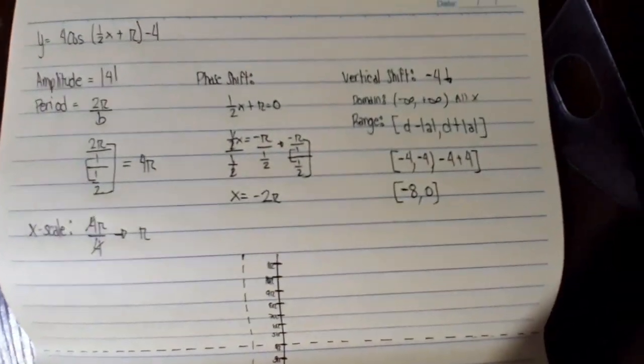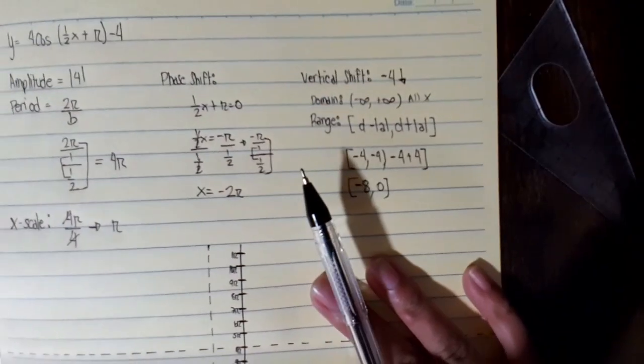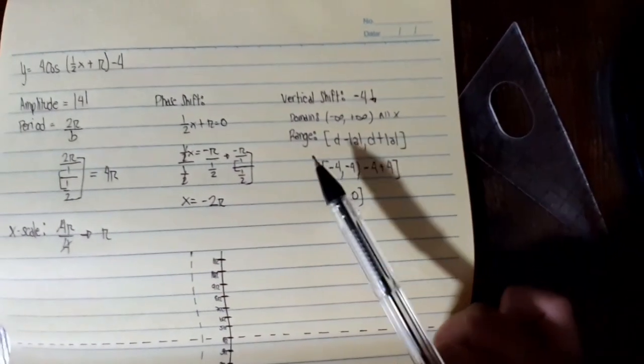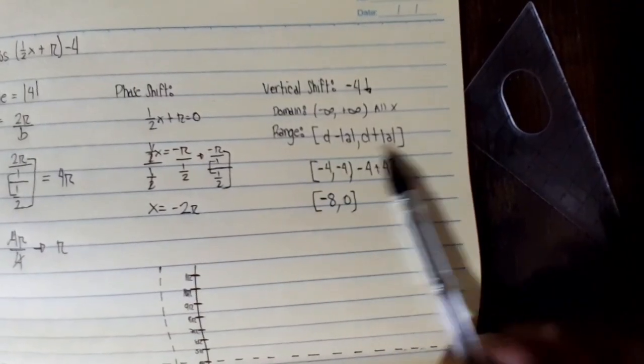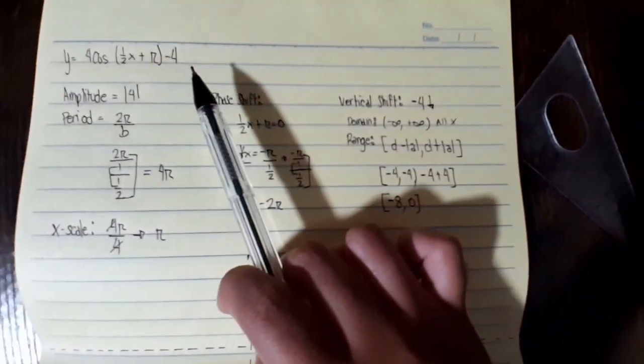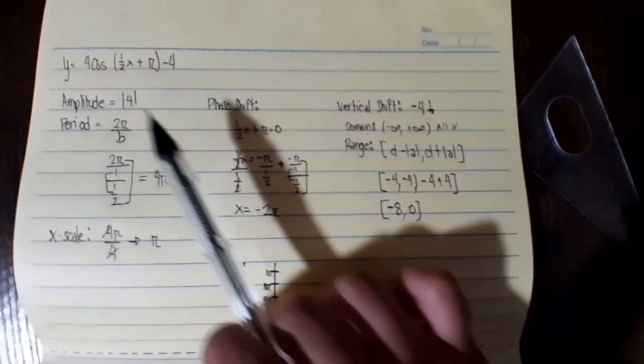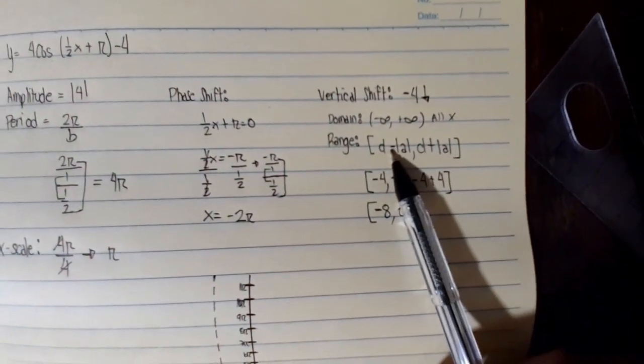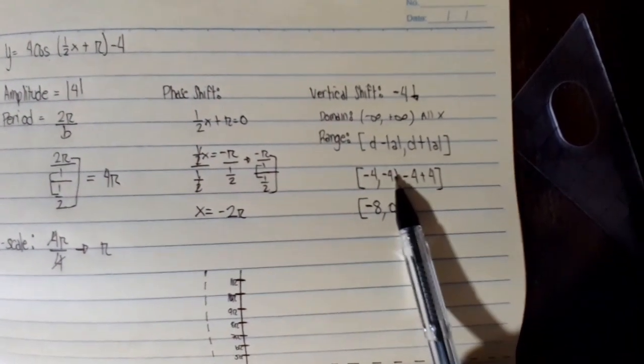Then, sa domain and range, yung domain natin is always all x, or negative infinity and positive infinity. Sa range naman, gamitin lang natin yung formula na to. So, yung d natin is negative 4, so substitute natin. Then, yung a natin is 4. Pero yung nandito sa formula is negative a, so gagawin natin negative yung a natin.